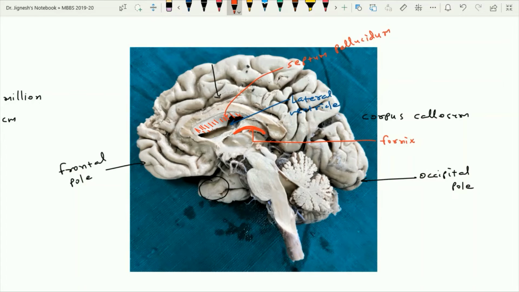When we see the superior surface of the corpus callosum, we can see one gyrus, and this gyrus is the cingulate gyrus. The sulcus between the corpus callosum and the cingulate gyrus is called the callosal sulcus.